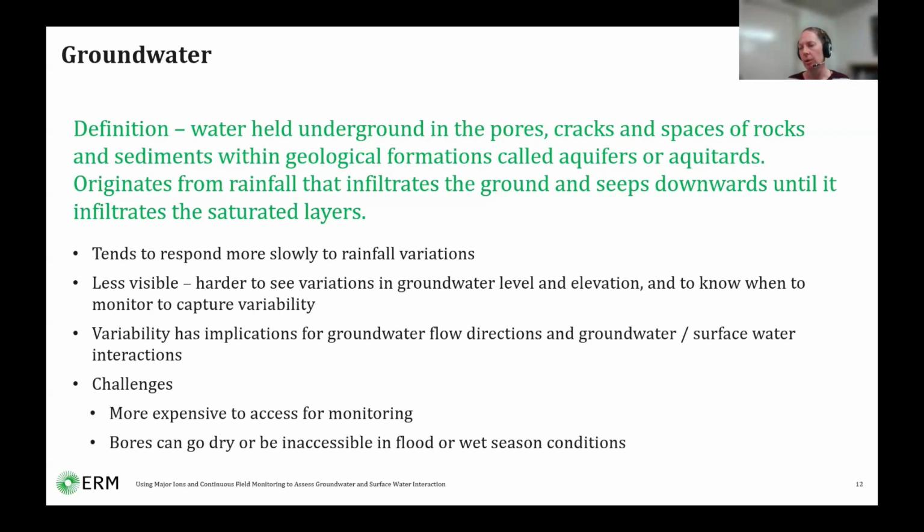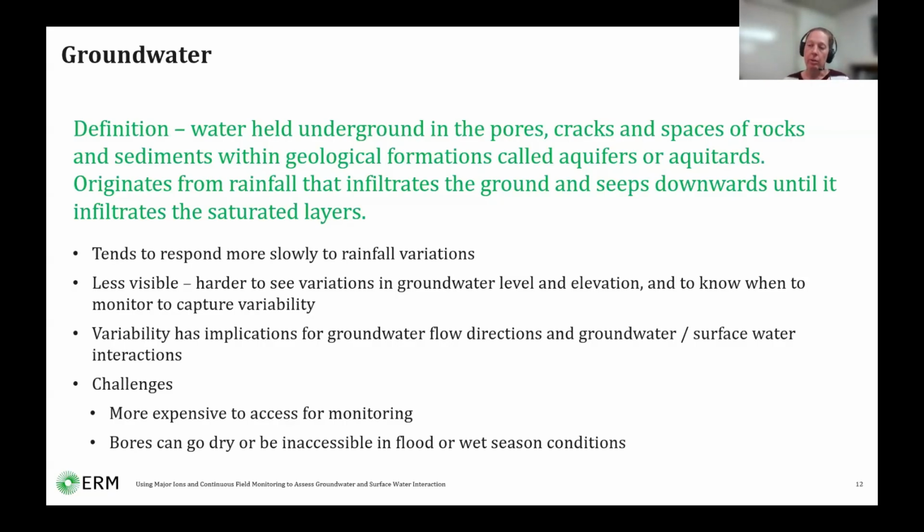So, some high-level groundwater considerations. Groundwater tends to respond more slowly to rainfall influences, although I have worked on sites where there's an almost instantaneous response in groundwater elevations to rainfall. And at the particular site I'm thinking of, that was due to vertical features like macroporing, which is through root zones or former root zones.